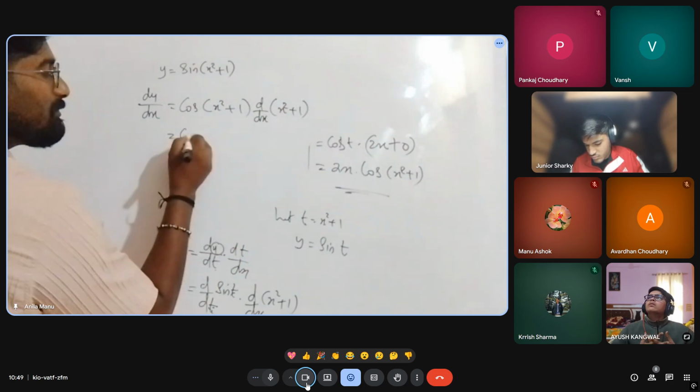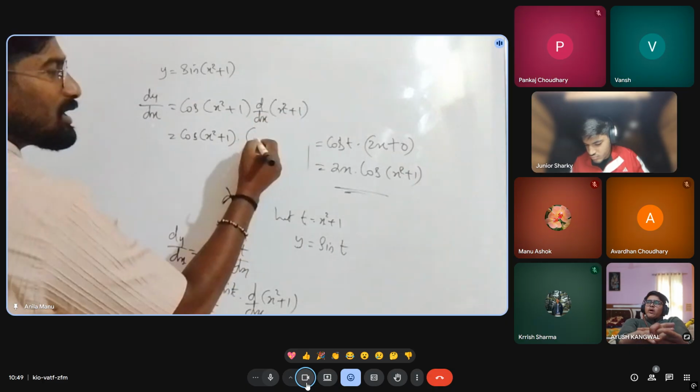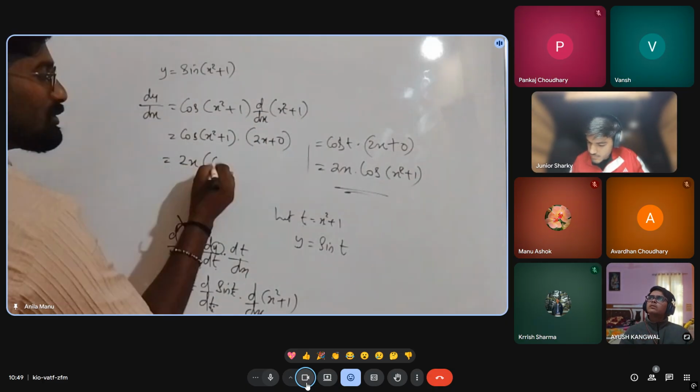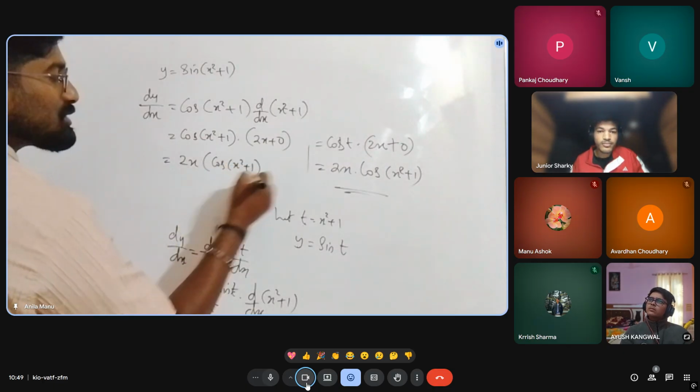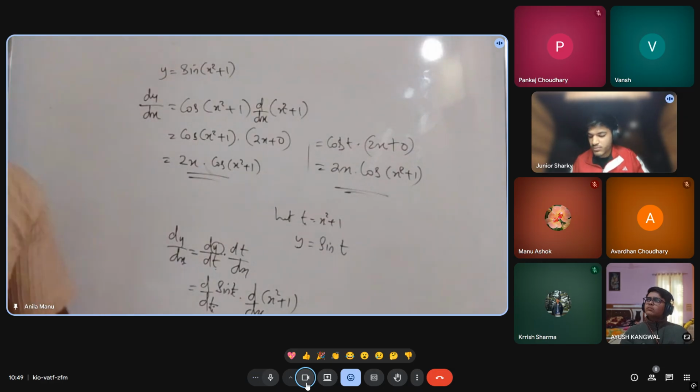Now we have the final answer: cos of x square plus 1 into derivative of x square plus 1, which is 2x plus 0. You got the answer. See, 2x into cos of x square plus 1, that is your final answer. Easy, right? Follow this method.